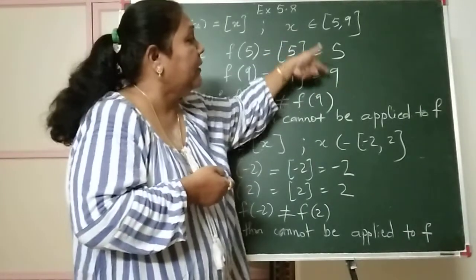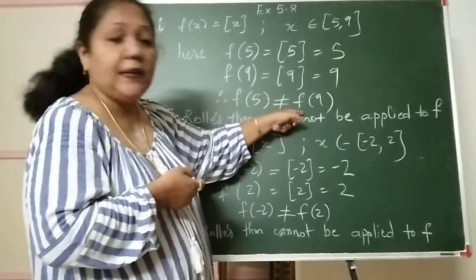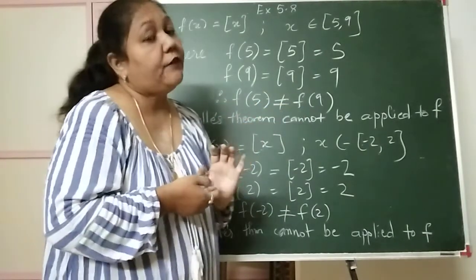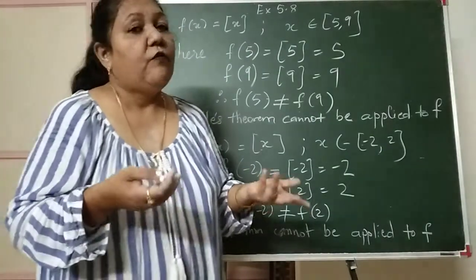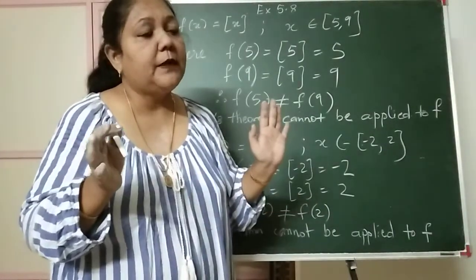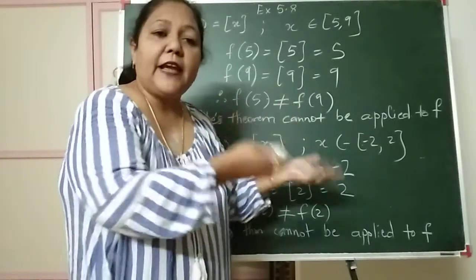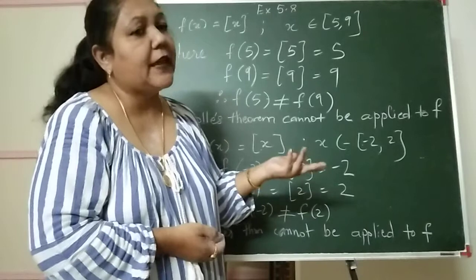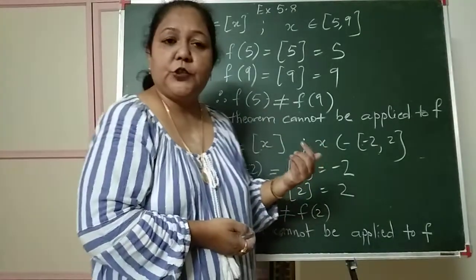They are not equal numbers, 5 and 9. So I say f of 5 is not equal to f of 9. That is, f of a is not equal to f of b, and therefore one of the conditions is not satisfied. That means I don't have to go for any more information. I will say that Rolle's theorem is not applicable to my function f.